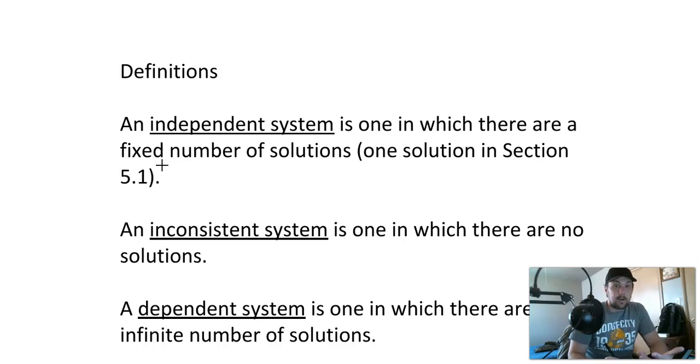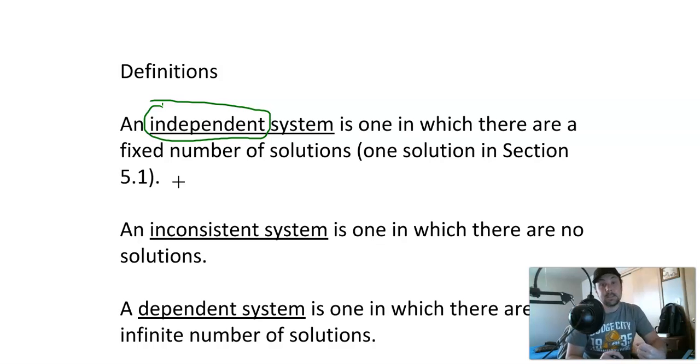So far, all the problems we've done have resolved themselves, right? We solve the system of equations and we get an answer. That type of conclusion to the problem is called an independent system. An independent system is one in which there are a fixed number of solutions. So if you solve a system of equations and you get one solution, that's a fixed number of solutions. That's an independent system. So every example we have done so far in this video has been an independent system because we solved it and we got one solution every time.